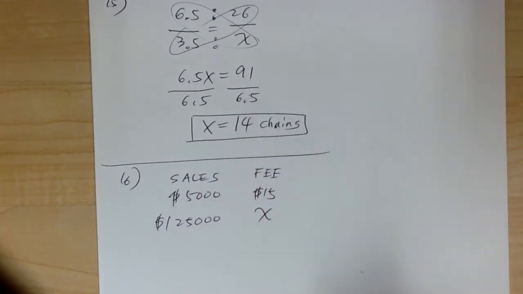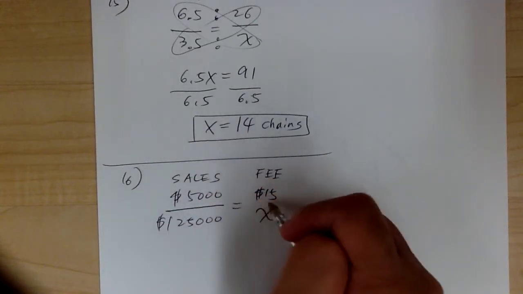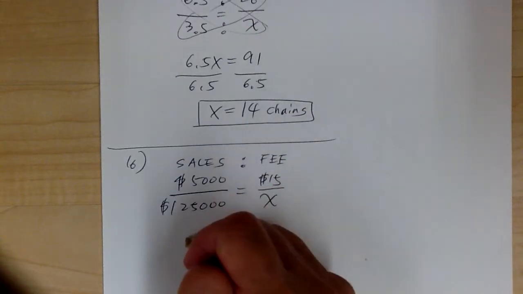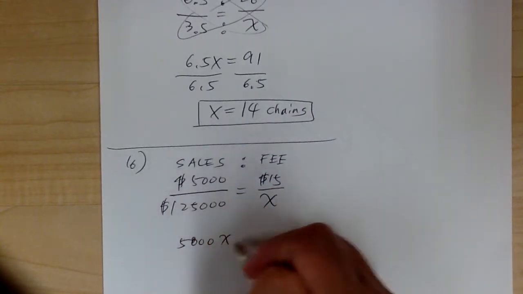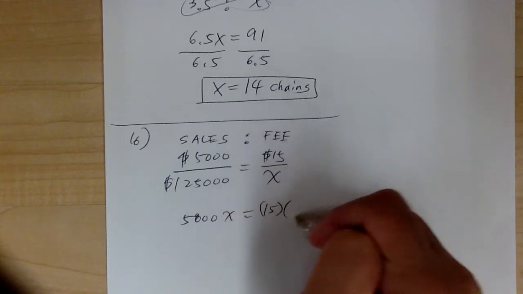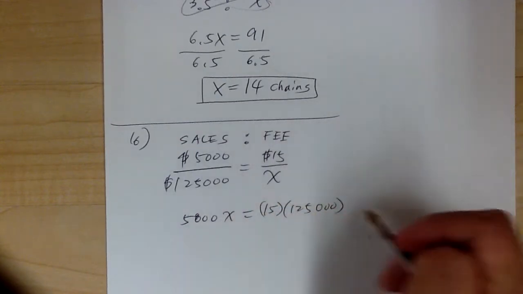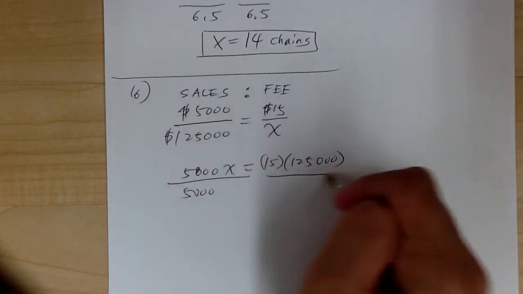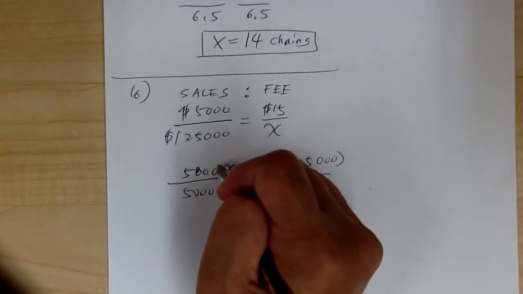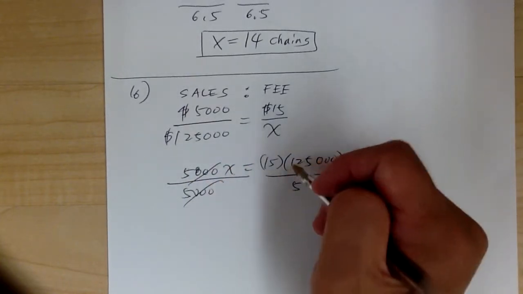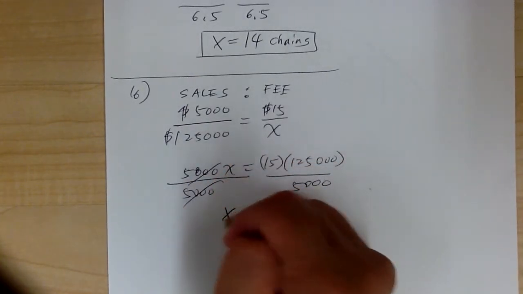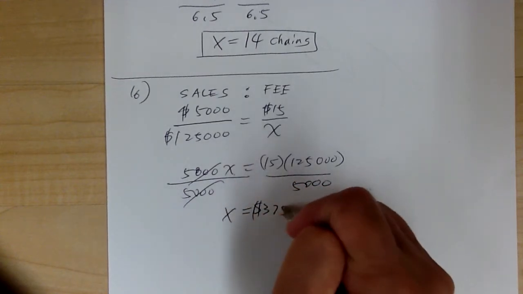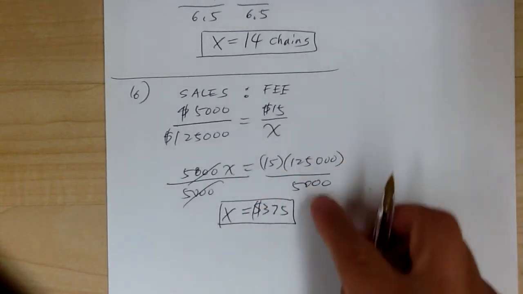So I'm going to call it X. Again, make it into an equation, then you can cross multiply. So 5,000x equal to 15 times 125,000. Again, I'm not going to multiply out yet. To solve for x, you divide by 5,000, so this will cancel out. From here, you can get your calculator and work it out, and this will give you $375.